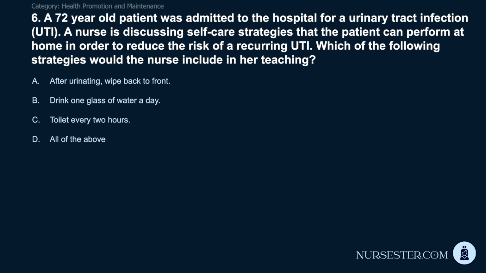6. A 72-year-old patient was admitted to the hospital for a urinary tract infection (UTI). A nurse is discussing self-care strategies that the patient can perform at home in order to reduce the risk of a recurring UTI. Which of the following strategies would the nurse include in her teaching? A. After urinating, wipe back to front. B. Drink 1 glass of water a day. C. Toilet every 2 hours. D. All of the above.